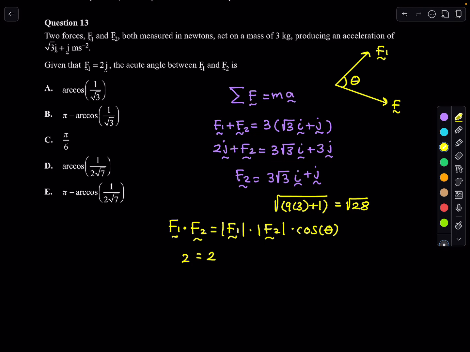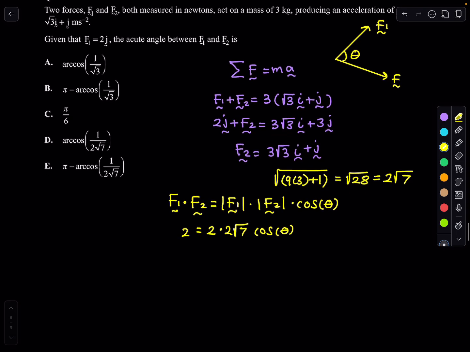So the magnitude of F2 is root 28, which is equal to 2 root 7. You can check: 7, 14, 21, 28. Yep, so it's 2 root 7. So that's 2, the magnitude of F1, times 2 root 7, the magnitude of F2, times cos theta.